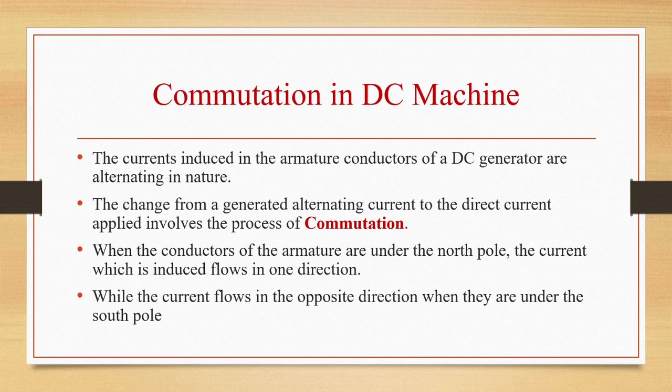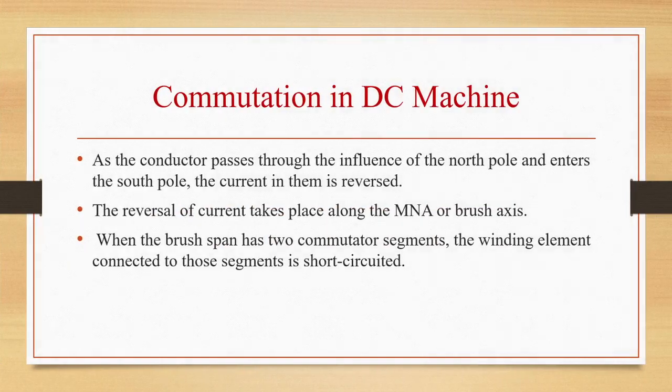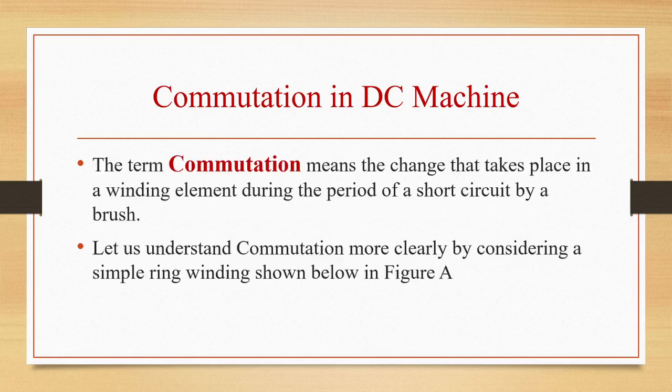When the conductors of the armature are under the north pole, the induced current flows in one direction, and current flows in the opposite direction when they are under the influence of the south pole. As the conductor passes from the influence of the north pole and enters the south pole, current in it will be reversed. So reversal of current takes place along the MNA axis or brush axis. When the brush span covers two commutator segments, the winding element connected to those segments is short circuited. So the term commutation means the change that takes place in a winding element during the period of short circuit by a brush.